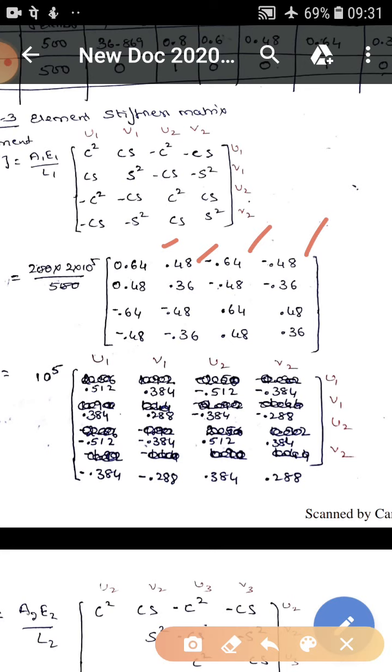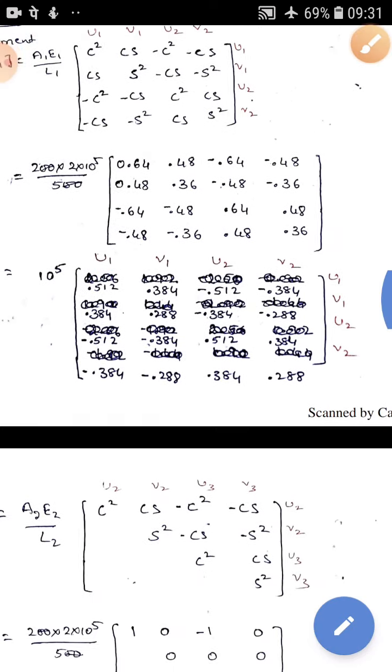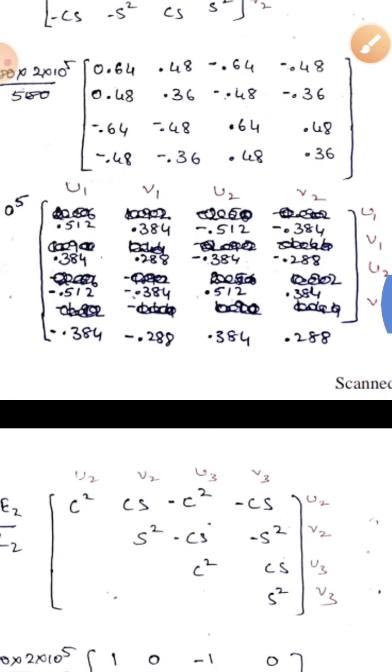Feed it in. Next, simplify this. That is 2 into 200 divided by 500, which is 0.8. Multiply 0.8 to each term. I have just done it. I made a mistake initially, later I rectified it. These are the final values when you multiply 0.8 to the above matrix.